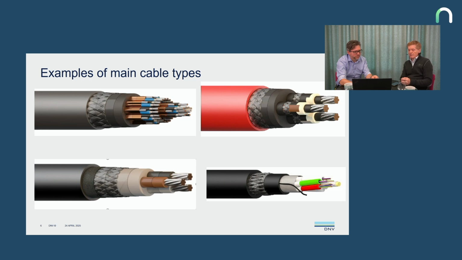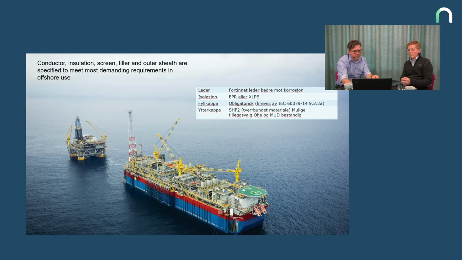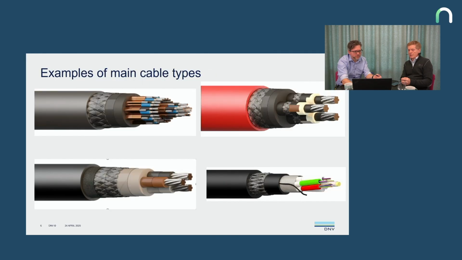Left bottom is a low voltage power cable with 3 cores. You also have the extruded inner covering. You have the armor or this common braid. Then you have a medium voltage cable. The red one is also NEK standard, high voltage. And the lower right is a fiber optic cable, also kind of standardized.